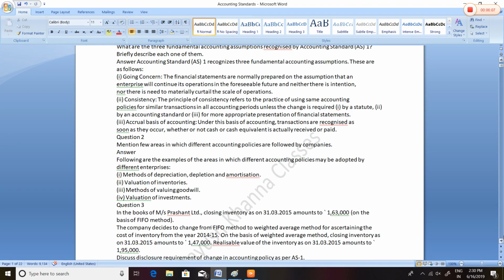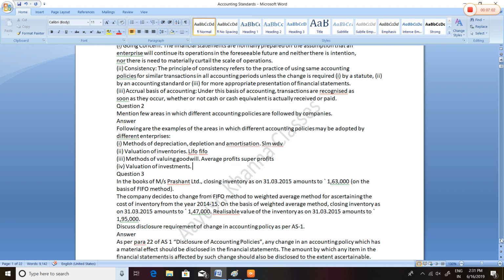Second question. Mention a few areas in which different accounting policies are followed by the company. Method of depreciation, like SLM or WDV. Valuation of inventories, like LIFO, FIFO. Valuation of goodwill, like average profits, or goodwill on the basis of super profits. And valuation of investments, like market value. Those are the examples. Next question.